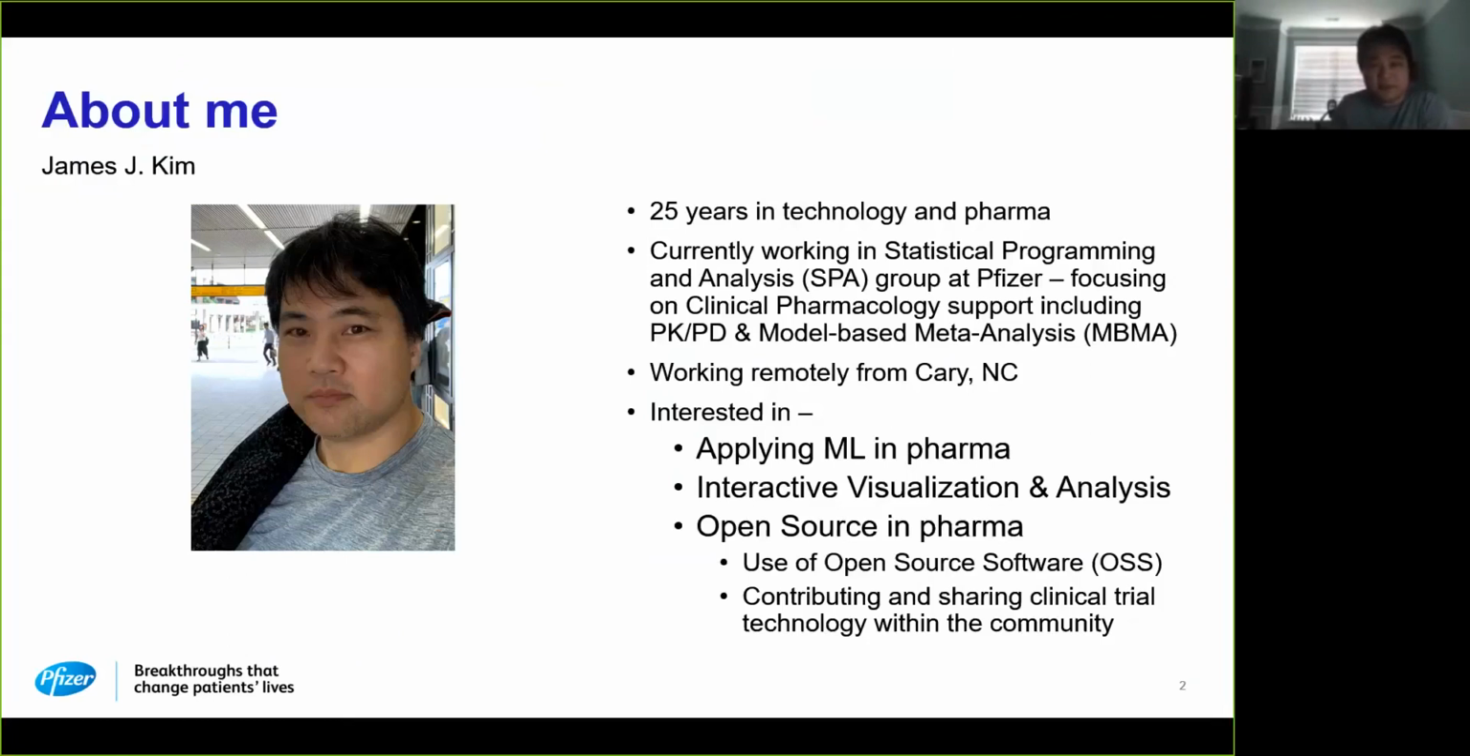Also, my interests include interactive visualization and analysis, such as dynamic table, listing and figure generation using tools like RShiny. Another topic is open source in pharma. We are very protective when it comes to sharing our knowledge and technology, but obviously we do use much of the open source software, and I would like to see the possibility of contributing and sharing knowledge and technology back to the community from our industry.